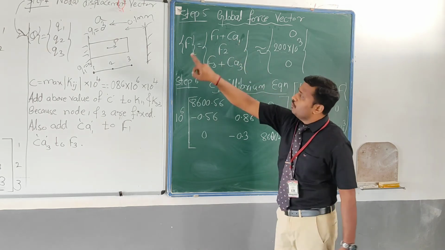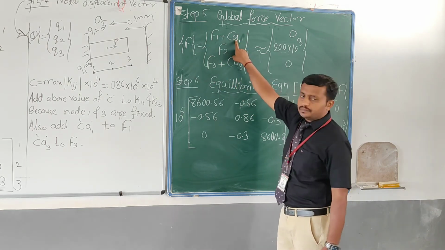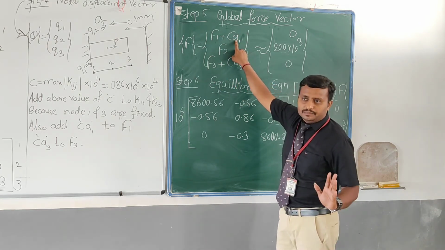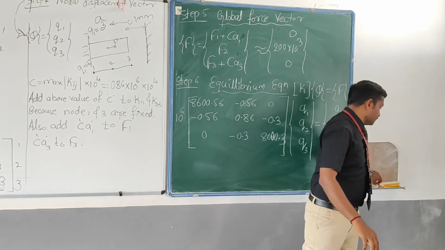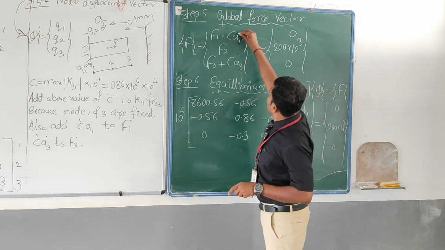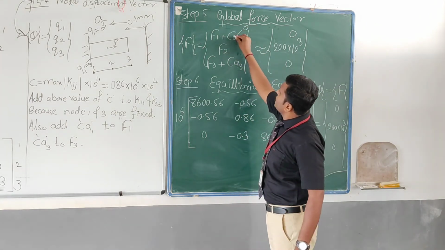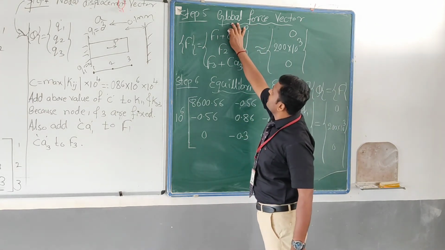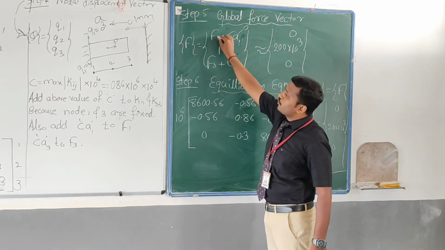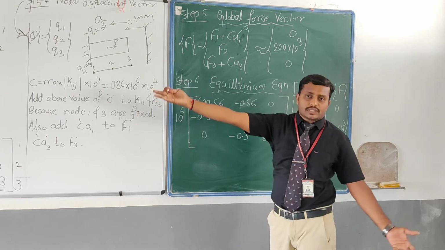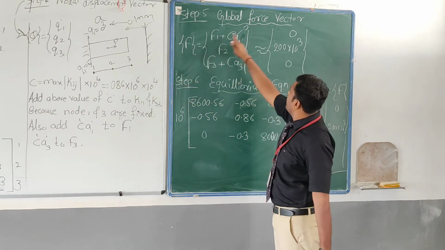Here, look at the diagram. At node 1, there is no gap. Hence, the A1 value is 0. So 0 into this C becomes 0. What is remaining? Only F1. How much is F1? What is the force acting at node 1? There is no force acting at node 1. That's why I have written the F1 value as 0.